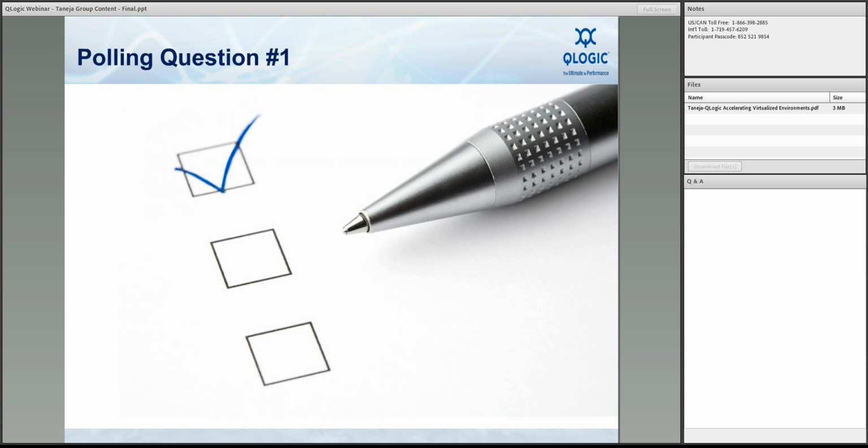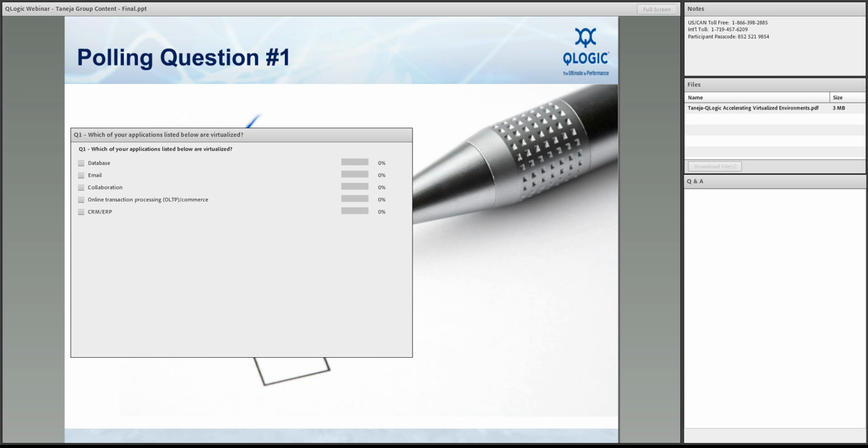So how about the audience? I think Heather has a polling question here on what your storage performance limitations might be.